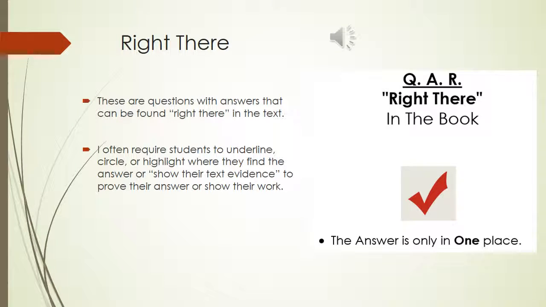The first QAR question type is right there questions. These are questions with the answers that can be found right there or directly in the text. So the answer can be found in just one place in the text. I will often require my students to underline, circle, or highlight where they find their answers, or I like to say show their text evidence, to prove their answer or to show their work.